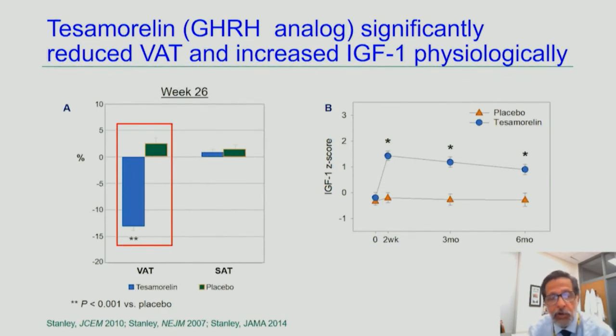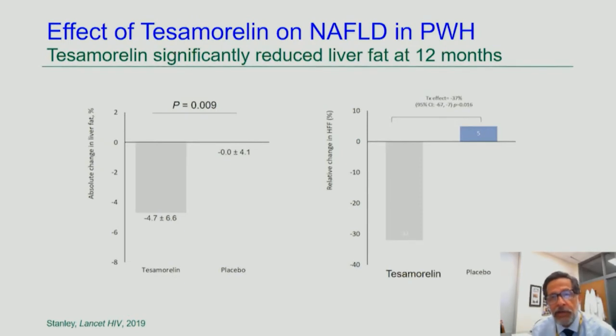And what you see on the left is that this leads to a remarkable drop in the visceral adipose tissue and improvement in liver enzymes. And here are the data showing an improvement in liver fat with tesamorelin.